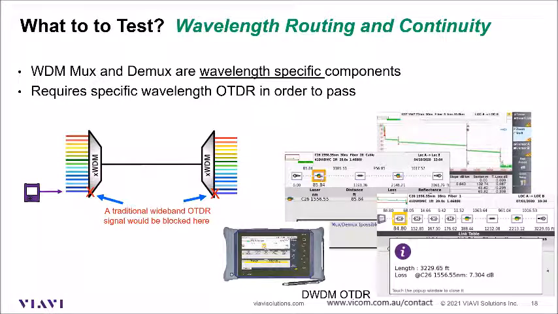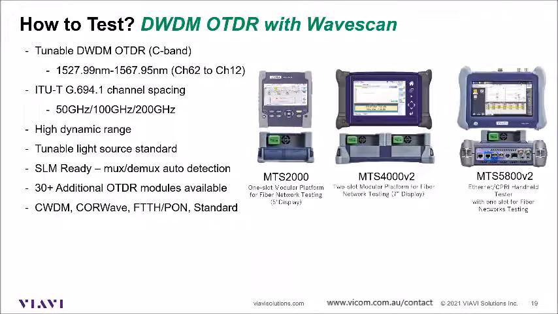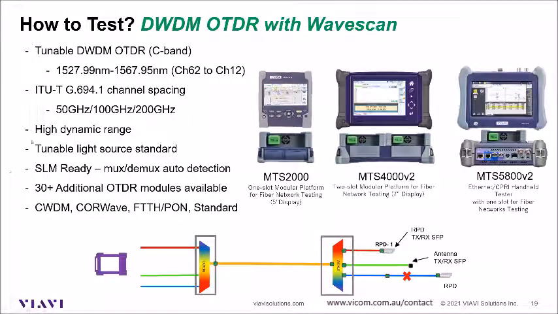So DWDM has very specific wavelengths that it uses, and these are set by your ITU-T standards. And for such networks, there are specialized OTDRs. So we have DWDM OTDRs that will allow you to run through the specific ITU-T wavelengths. And here, as you can see, we have a tunable C-band OTDR that runs from channel 12 to channel 62, and it comes with a patented technology called WaveScan. WaveScan allows the user to connect the OTDR to a port, and it will self-detect what that port's wavelength is.